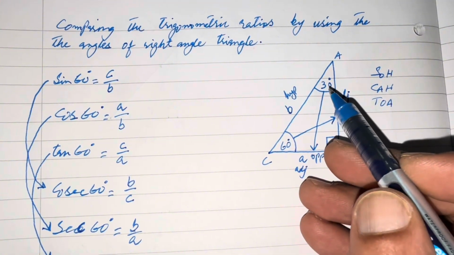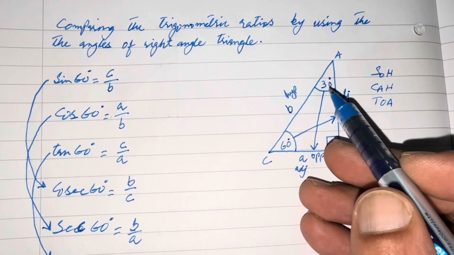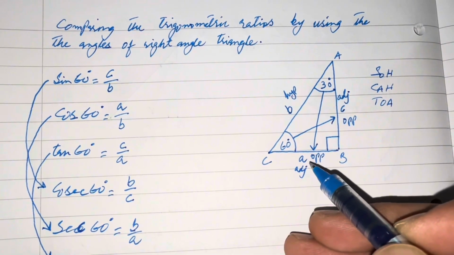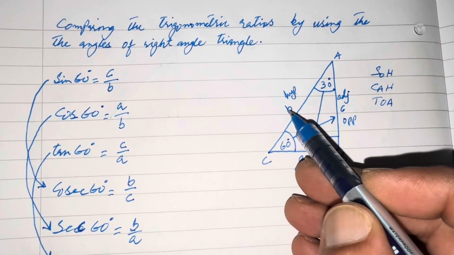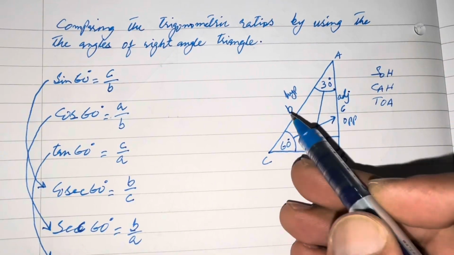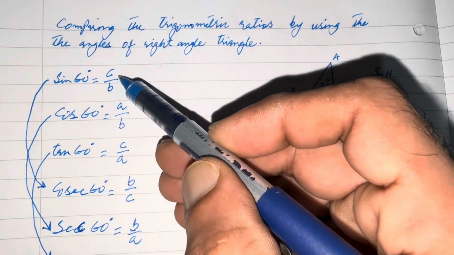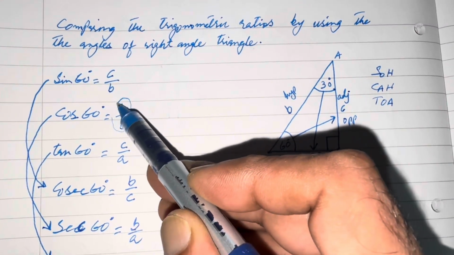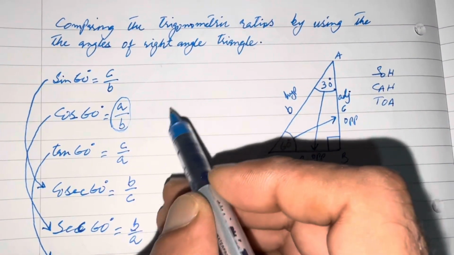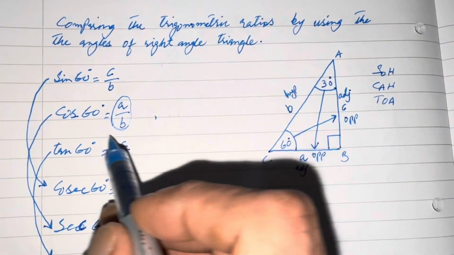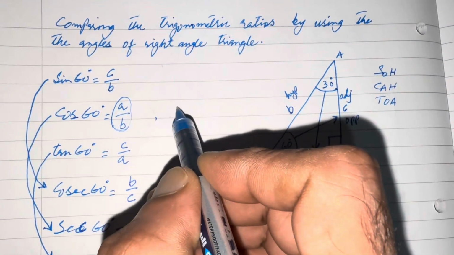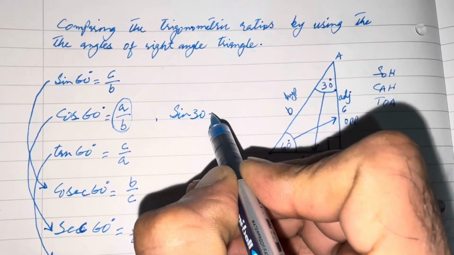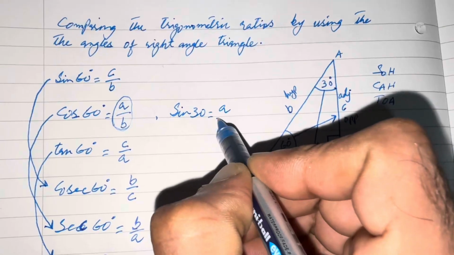So sine 30 will be equal to opposite over hypotenuse. The opposite is a and the hypotenuse is b. So a over b. So let's find where you can find the a over b. That's the ratio a over b. So I'm going to write this down in front of that ratio, that sine 30 will be equal to a over b.